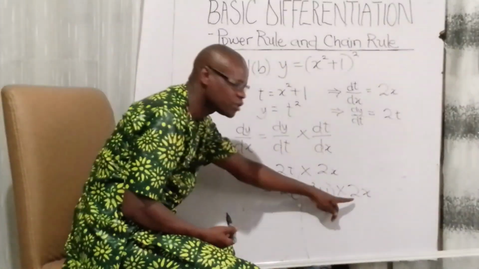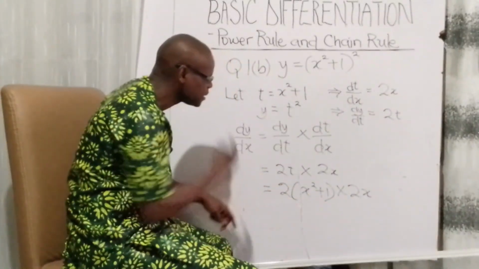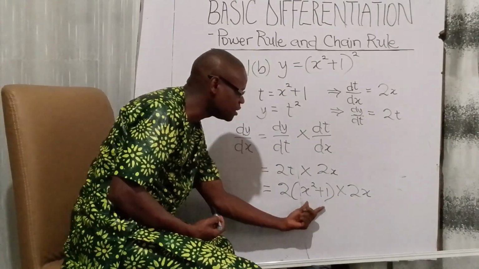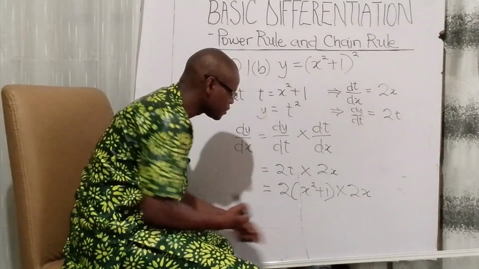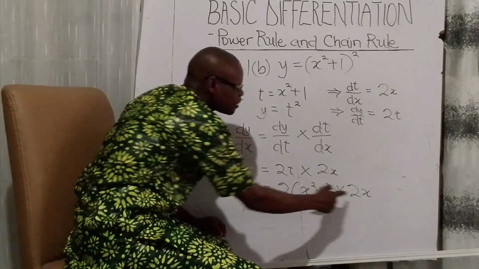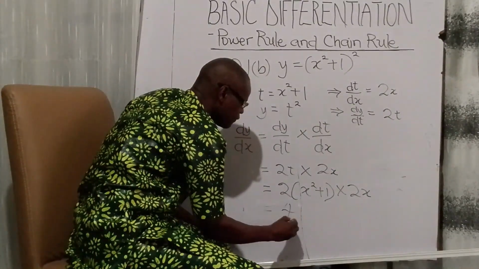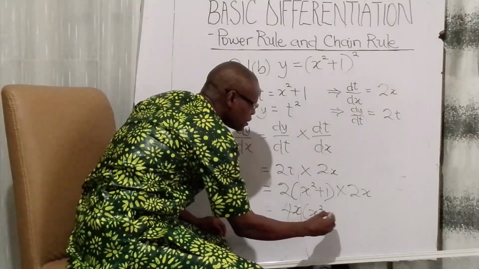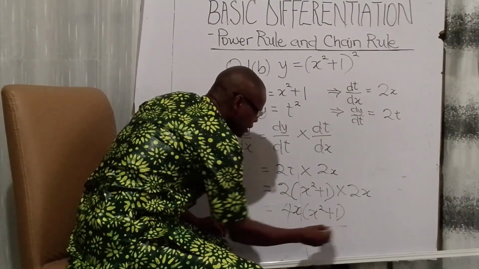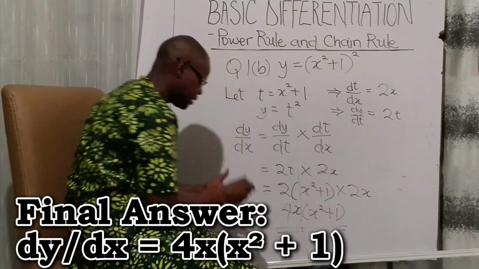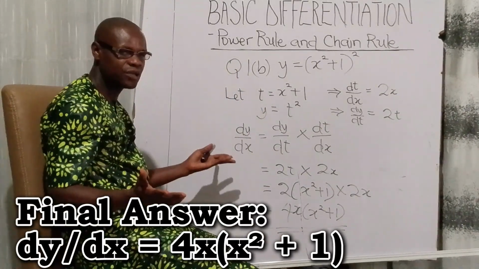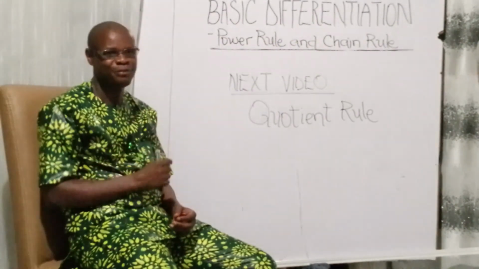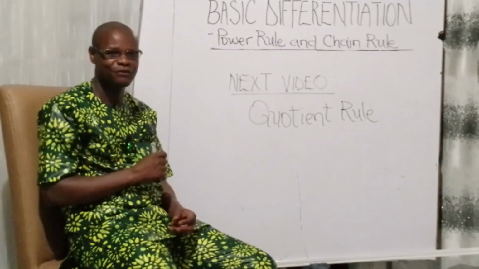So when we are to simplify this, our 2 here will multiply 2x, and you don't need to expand the bracket. So what we just have is 2 multiplied by 2x will give us 4x into brackets x squared plus 1, and that becomes our final answer. It's as simple as that. And that is how to differentiate basic polynomials and composite functions.